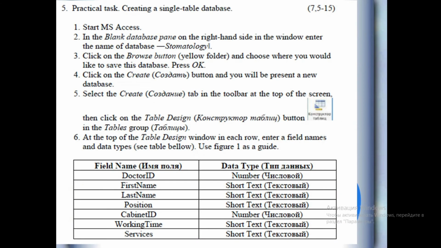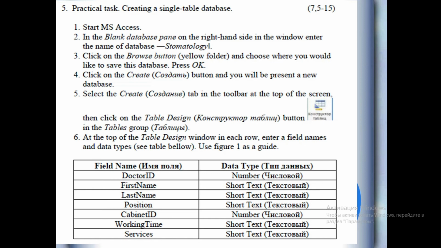Practice task: creating a single table database. First, start Microsoft Access. Second, in the blank database panel on the right-hand side of the window, enter the name of the database, Stomatology. Third, click on the Browse button and choose where you would like to save this database. Press OK. Fourth, click on the Create button and you will be presented with a new database.